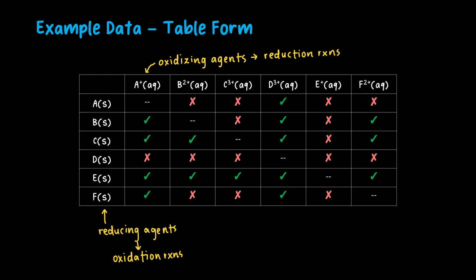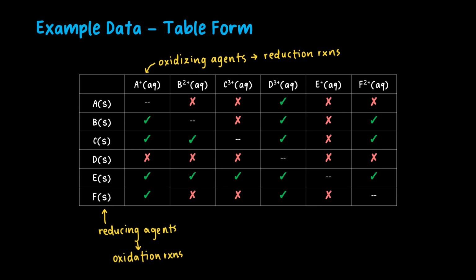What we want to consider now is the number of reactions that occur. So with an oxidizing agent, the more reactions that occur, the stronger that oxidizing agent is. The fewer reactions that occur, the weaker that oxidizing agent is. We could do the same with our reducing agents. So again, the more reactions that occur, the stronger the reducing agent, and the fewer reactions that occur, the weaker the reducing agent.